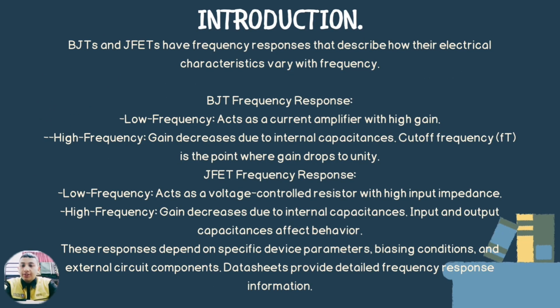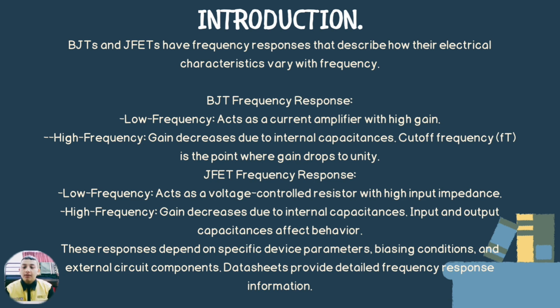For the introduction, BJT and JFET have a frequency response that describes how their electrical characteristics vary with frequency. For BJT, the frequency response has two parts. At low frequency, it acts as a current amplifier with high gain, and at high frequency the gain decreases due to the internal capacitance. Cut-off frequency is the point where gain drops to unity.